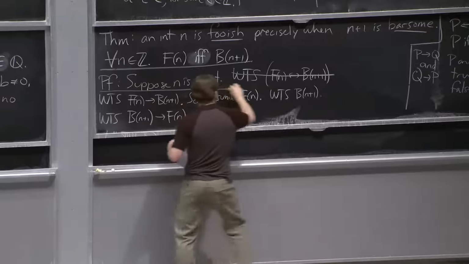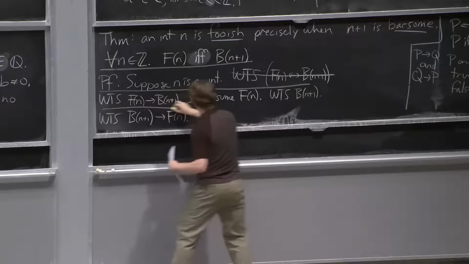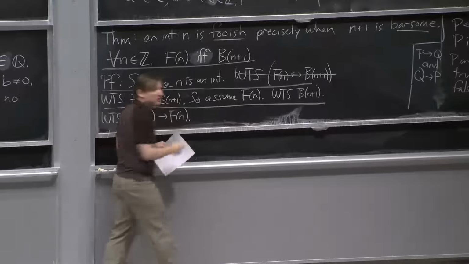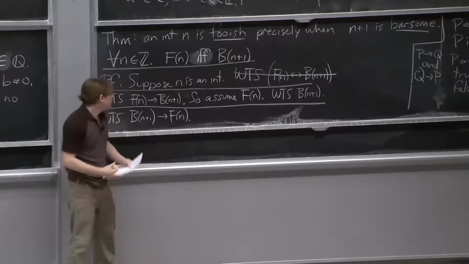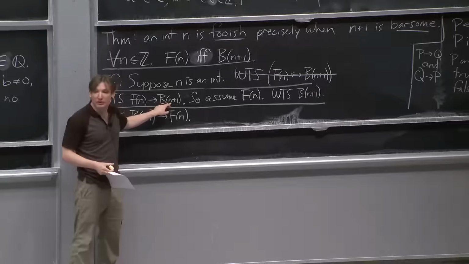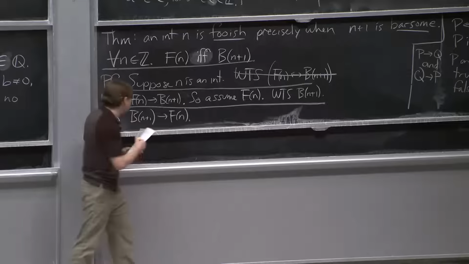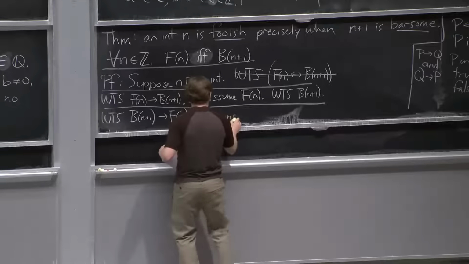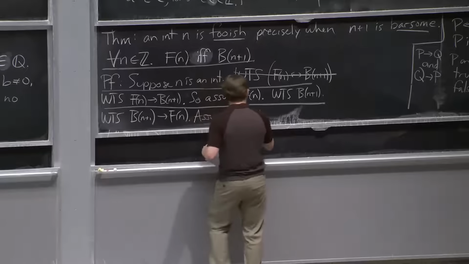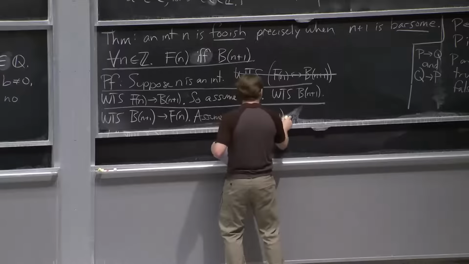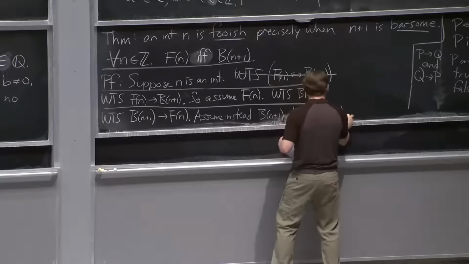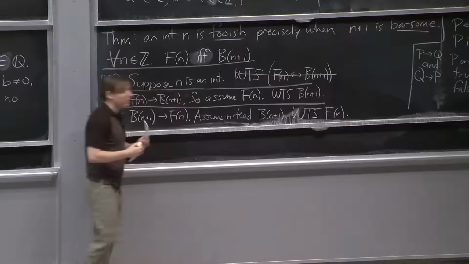So these are sort of separate sections in our proof. In this part, we are temporarily assuming that fn is true, and using that to prove that bn plus 1 is true. And now down here, assume instead that bn plus 1 is true, and now we want to show fn is true. And now our tasks are very clear to us.